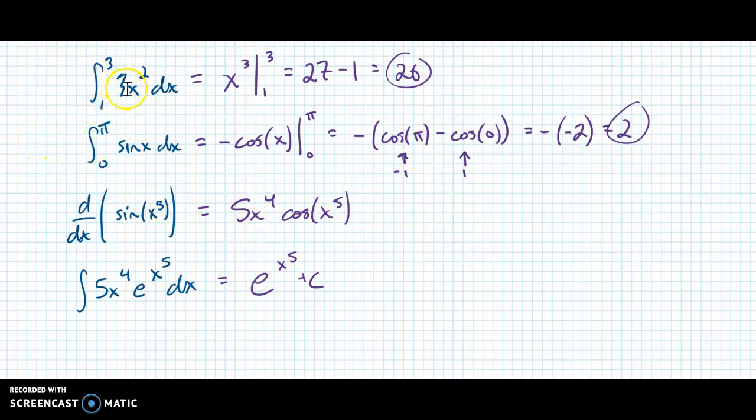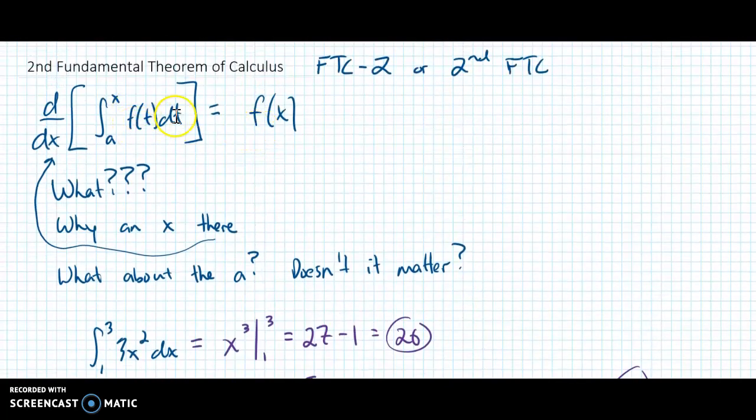What I want you to see is here, I'm integrating with respect to x, and my answer is a number. Say this was time, and I did the integral from 1 to 3 of 3t squared dt. Well, I would get a number as well. What I'm trying to point out here with these 2 examples is that when I have a definite integral, the variable with which I am integrating, in this case x, does not show up in my answer. It gets integrated out.